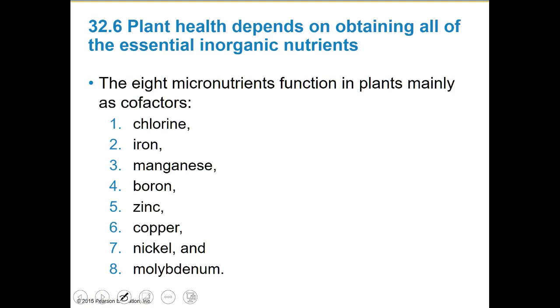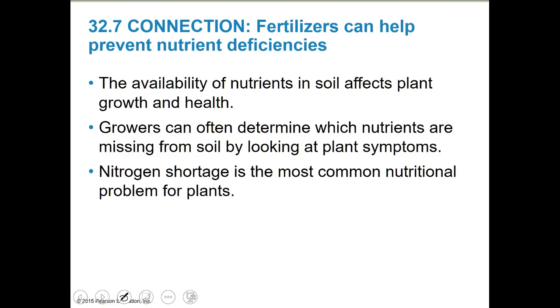Chlorine, iron, manganese, boron, zinc, copper, nickel, and molybdenum. Now, do you need to know all these? No. But at least you see that there are some of these that we both need in small amounts. The availability of nutrients in the soil affects the plant's growth and health. So we need nutrients for growth and proper health.